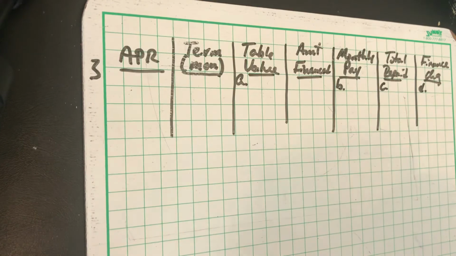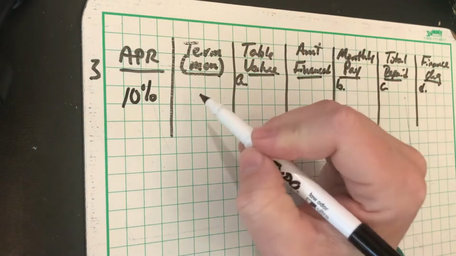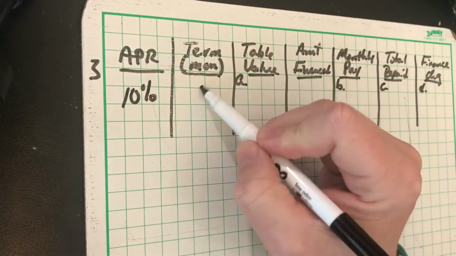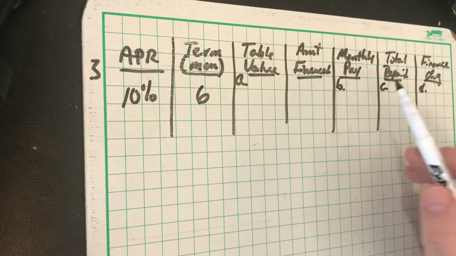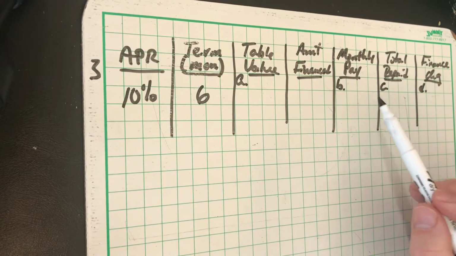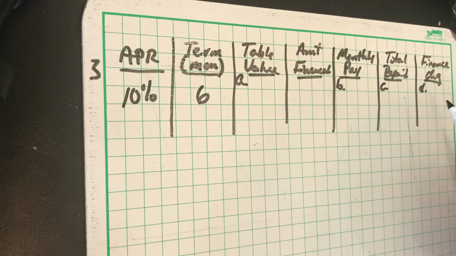That particular problem says that we have an annual percentage rate of 10%, a term of 6 months. In other words, our loan period is going to be 6 months, and ultimately we want to find out what's our monthly payment and how much is repaid and what's the finance charge.